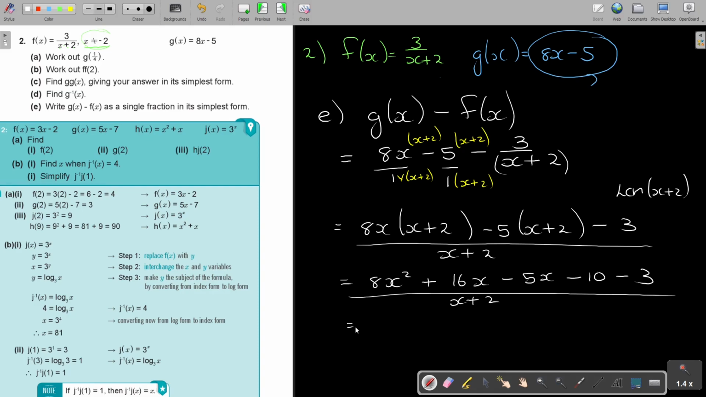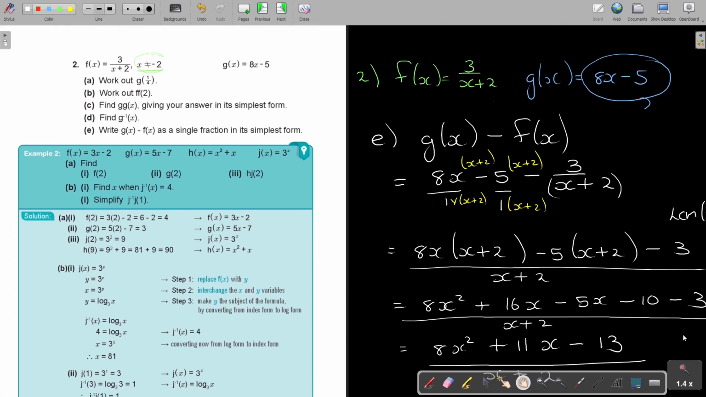So that is going to be 8x squared, and then I just want to see quickly, so this was the square, 16 minus 5, okay, so that's going to be 11x minus 13 over x plus 2. And that is going to be my final answer. Okay, in the next video, I continue with example 2.